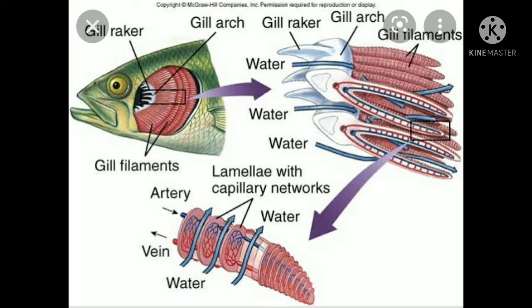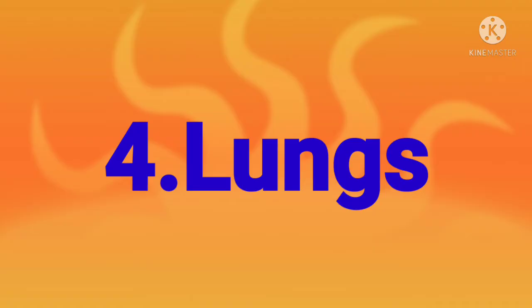In this picture, we observe the branchial respiration system in fishes, and also we observe gills in fishes. Fourth one is lungs. Respiration through lungs is called pulmonary respiration. Pulmonary respiration is seen in all land animals.